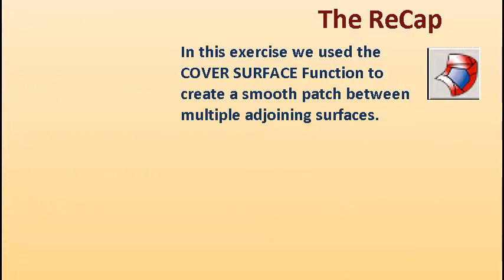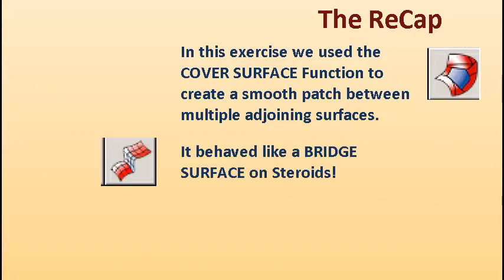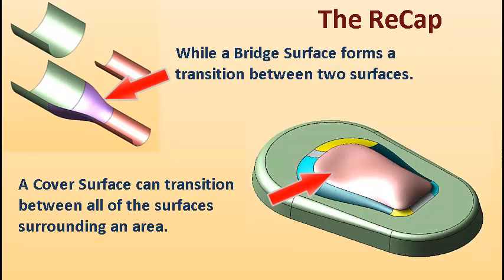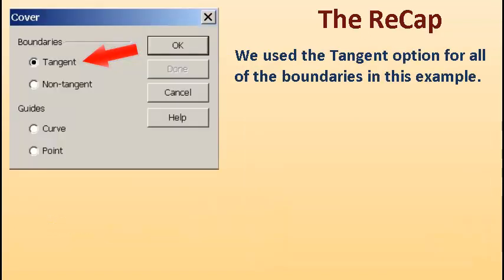So let's recap. In this exercise, we used the cover surface to create a smooth patch between adjoining surfaces. It behaves like a bridge surface on steroids. While a bridge surface forms a transition between two surfaces, a cover surface can transition between all of the surfaces surrounding an area. We use the tangent option for all of the boundaries in this example.